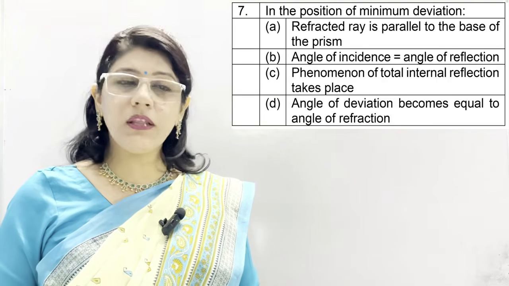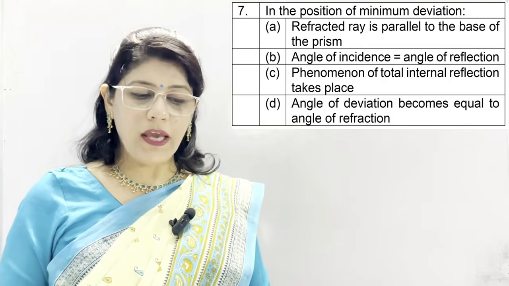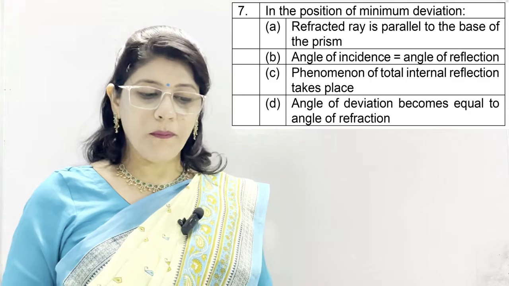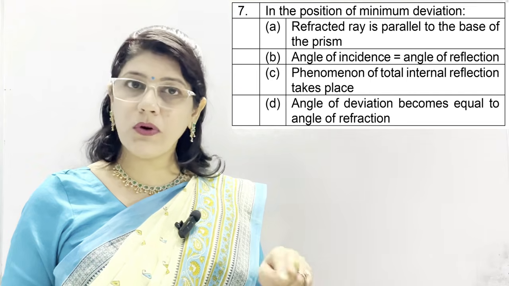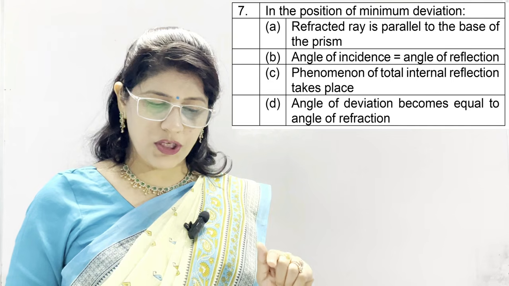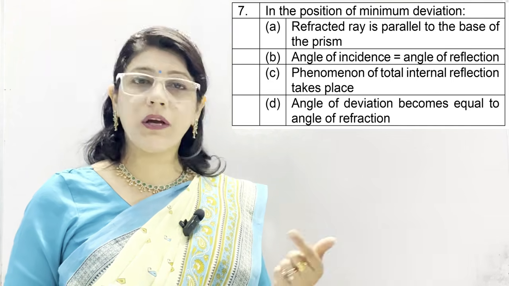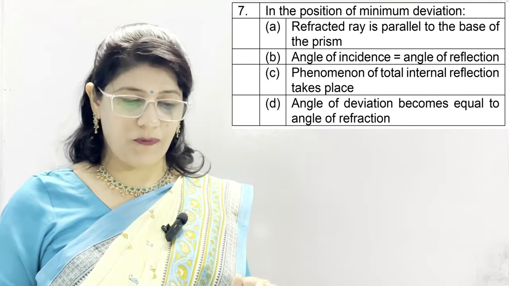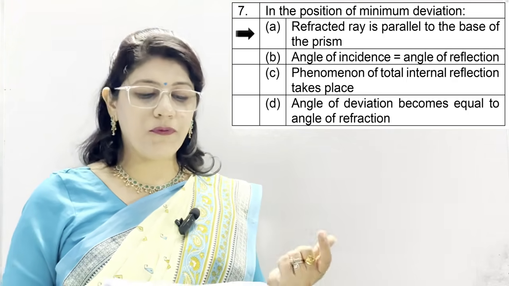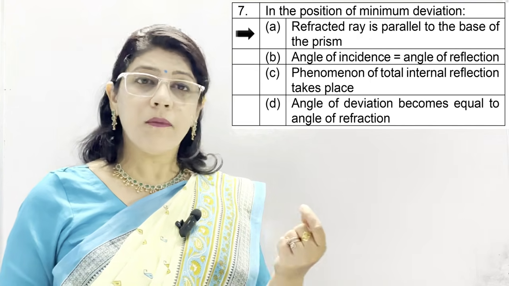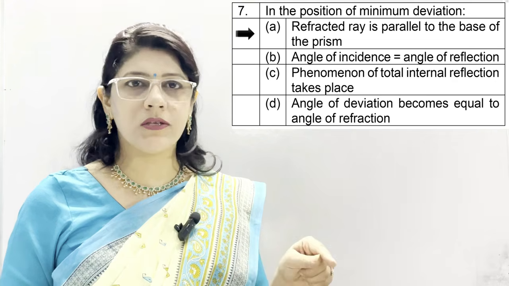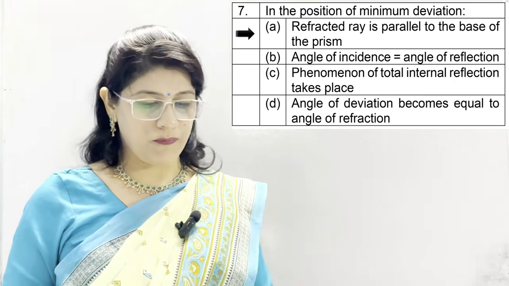Question number 7. In the position of minimum deviation, option A, refracted ray is parallel to the base of the prism. B, angle of incidence is equal to angle of reflection. C, phenomenon of total internal reflection taking place. D, angle of deviation becomes equal to angle of refraction. In the position of minimum deviation, the correct option is A, refracted ray is parallel to the base of the prism, and we know angle of incidence is equal to angle of emergence here, not angle of reflection.